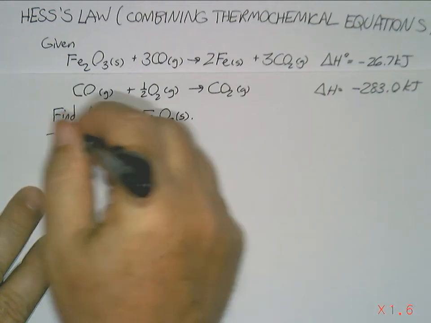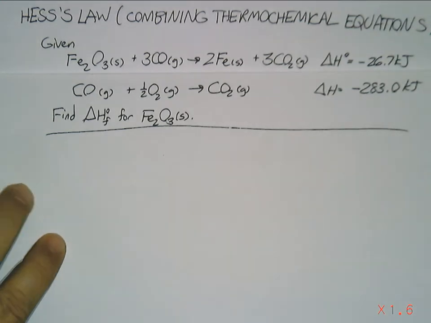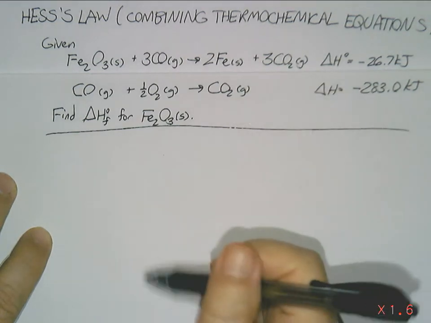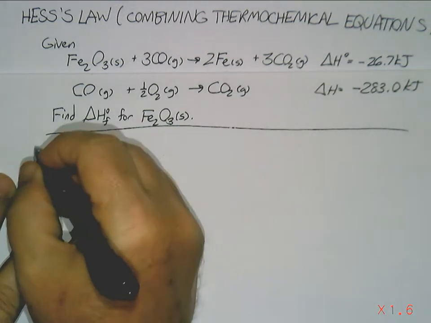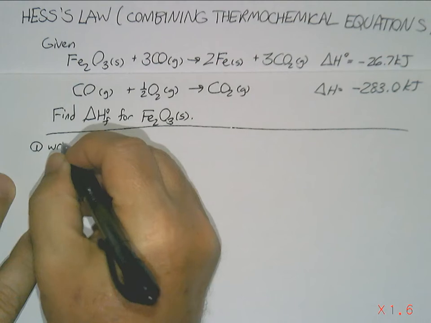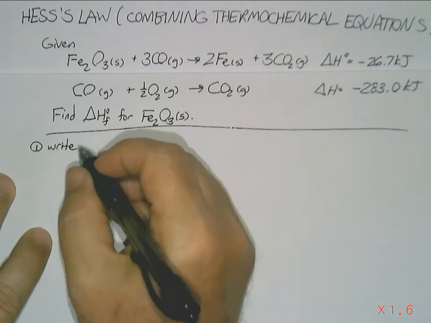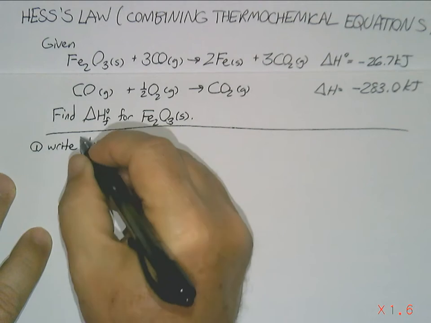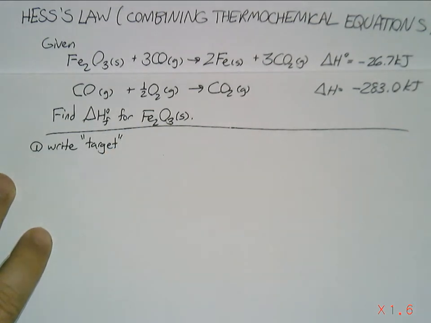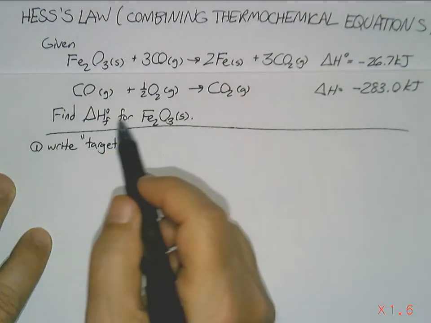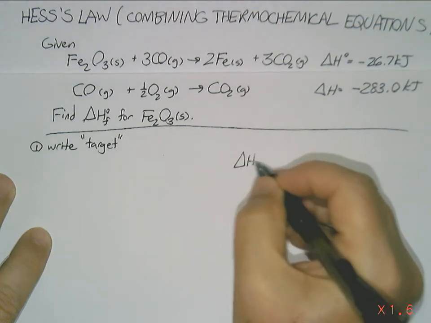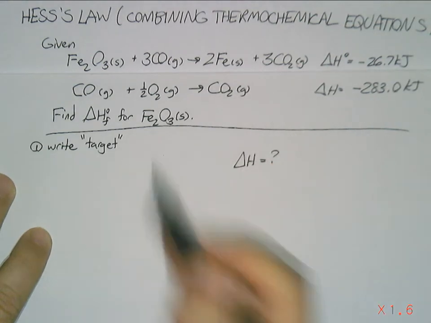All right, let's do this. In the last video, we looked at a step-by-step procedure for doing this type of problem, combining known thermochemical equations to get an unknown one. The very first step was to write out the equation you want, the one that has the unknown delta H. We call that the target equation. This is the target. We're trying to find delta HF for this. But we have to write out the equation.